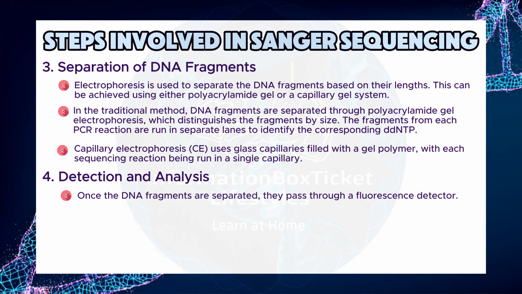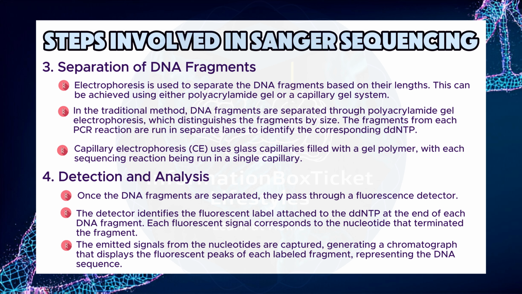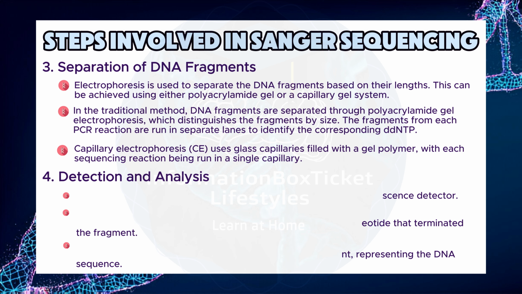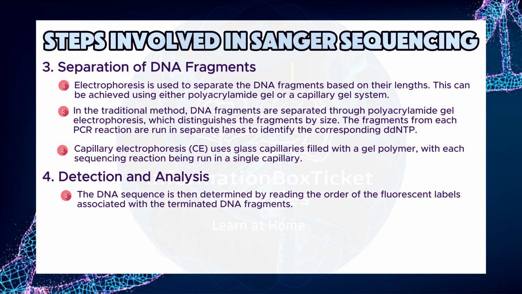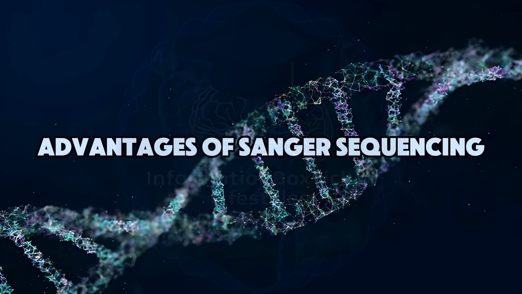Step 4, detection and analysis. Once the DNA fragments are separated, they pass through a fluorescence detector. The detector identifies the fluorescent label attached to the ddNTP at the end of each DNA fragment. Each fluorescent signal corresponds to the nucleotide that terminated the fragment. The emitted signals from the nucleotides are captured, generating a chromatograph that displays the fluorescent peaks of each labeled fragment, representing the DNA sequence. The DNA sequence is then determined by reading the order of the fluorescent labels associated with the terminated DNA fragments.